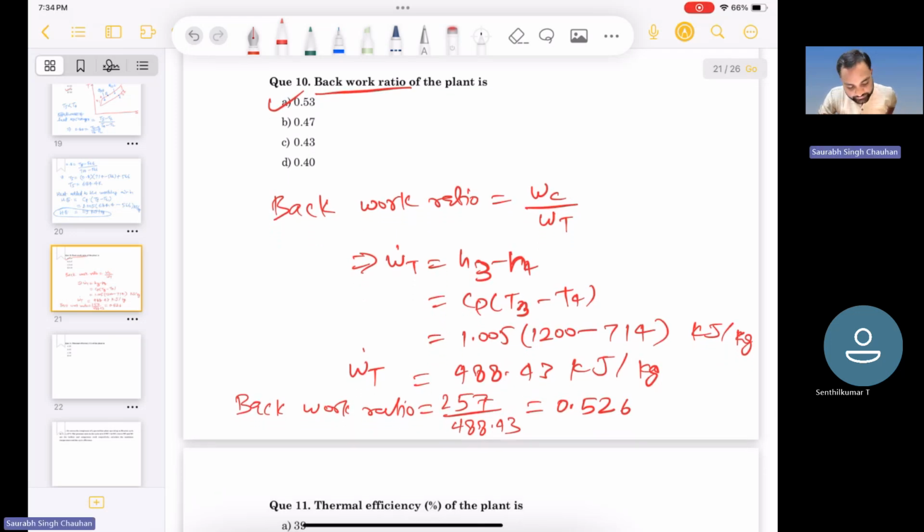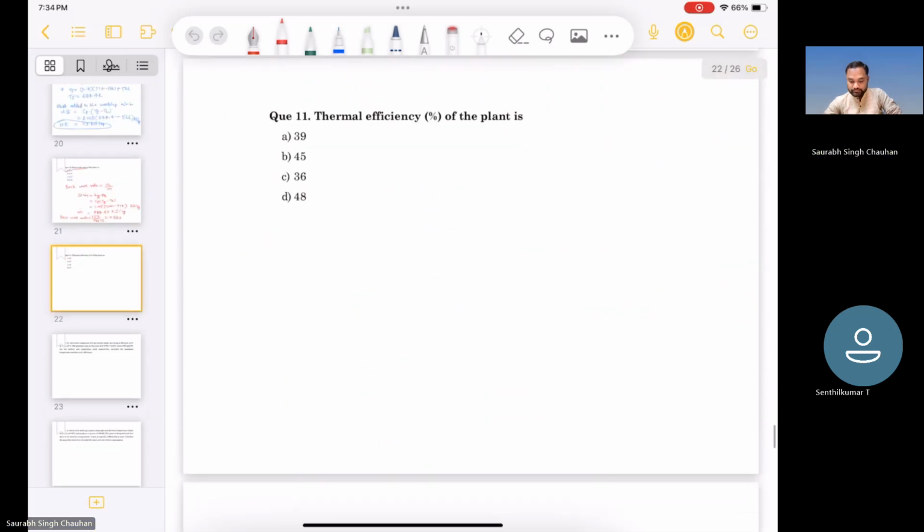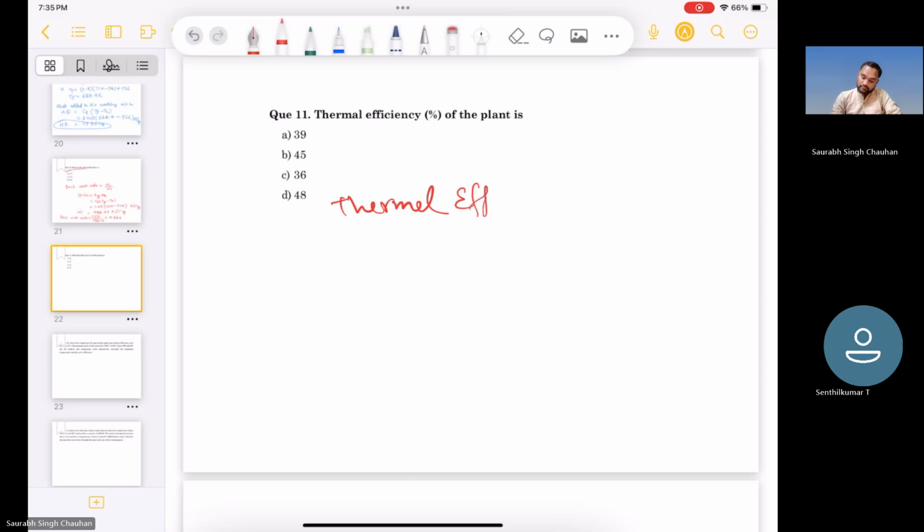So I hope this is clear. If there is no doubt, then we should move to question number 11. Okay, sir. It is asking for the thermal efficiency of the plant. So thermal efficiency you can easily calculate. What is thermal efficiency? It is net work output divided by total heat input, right?